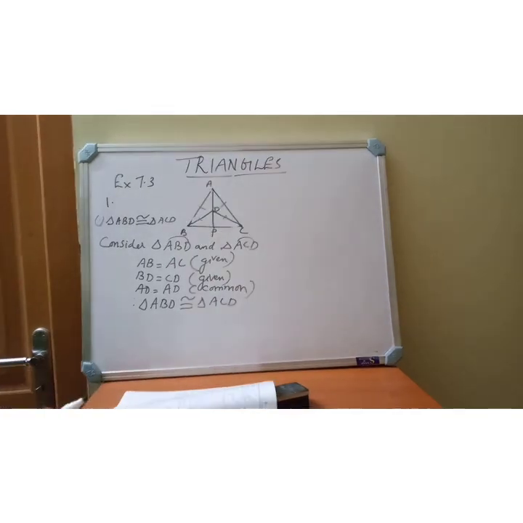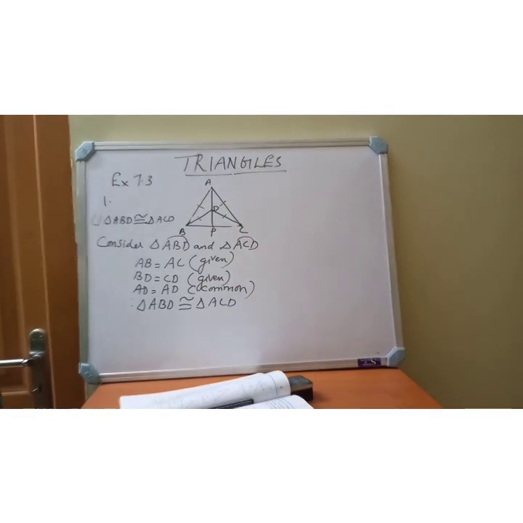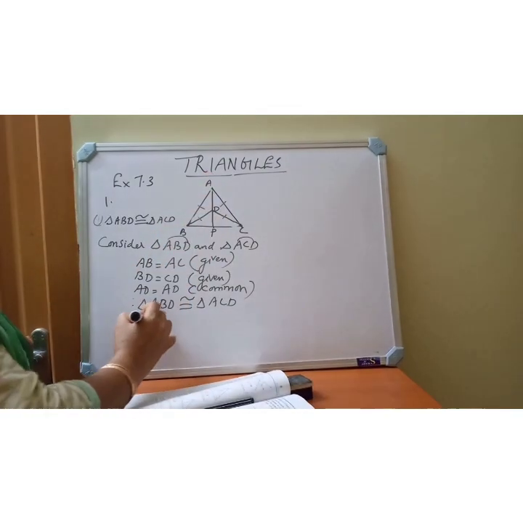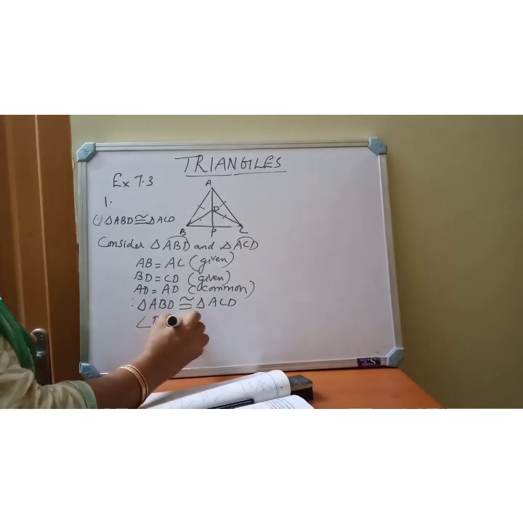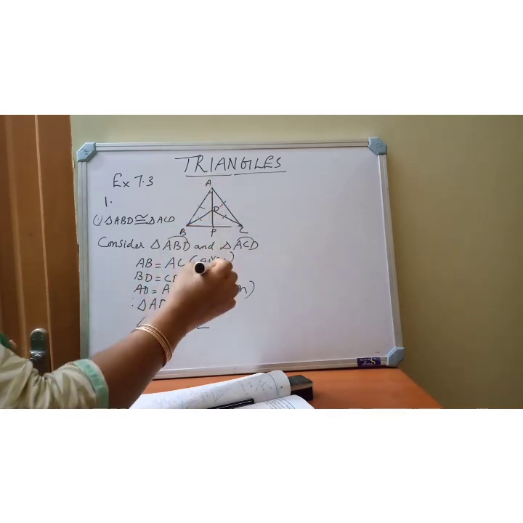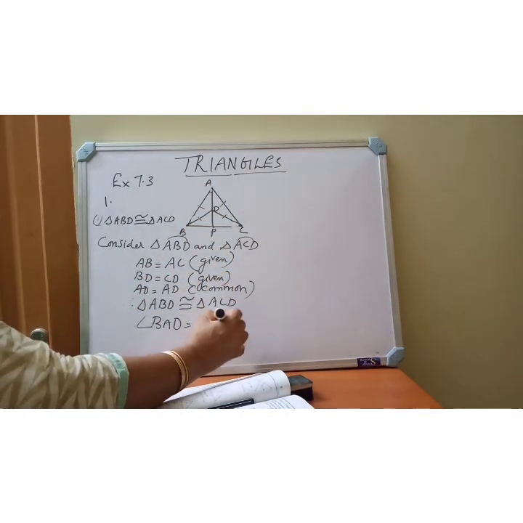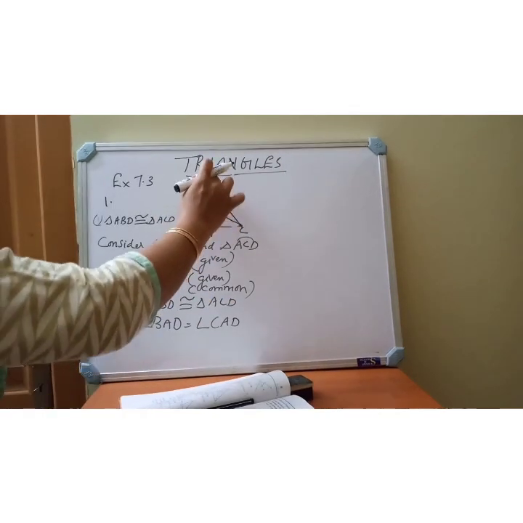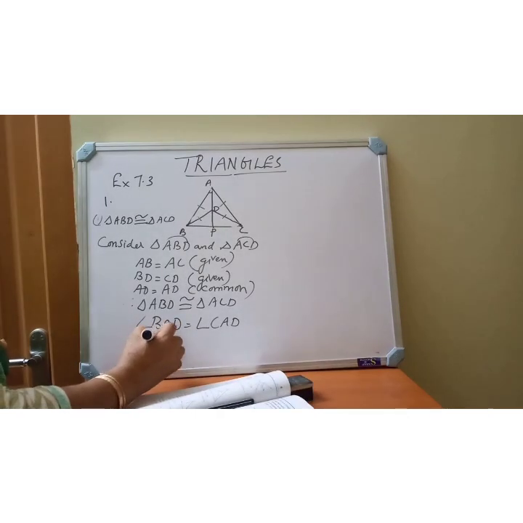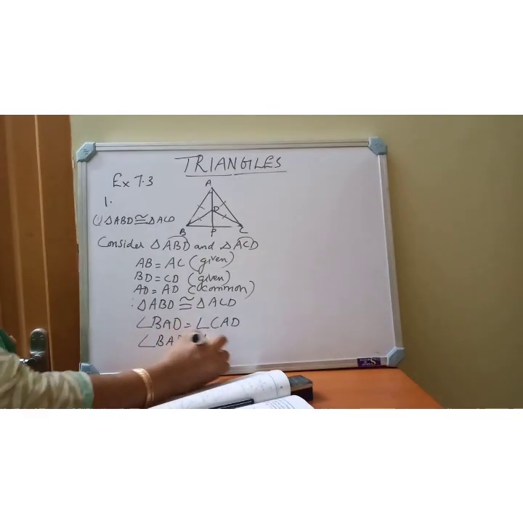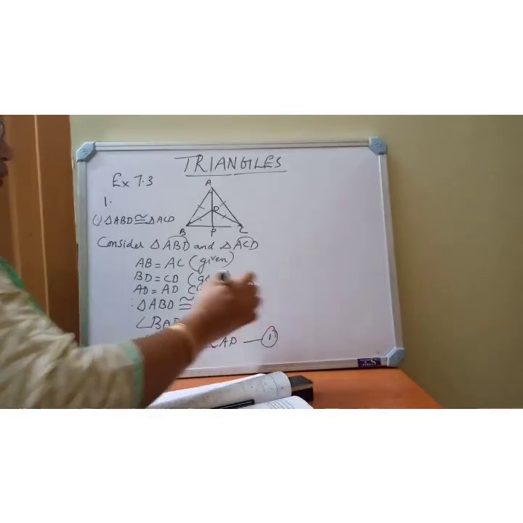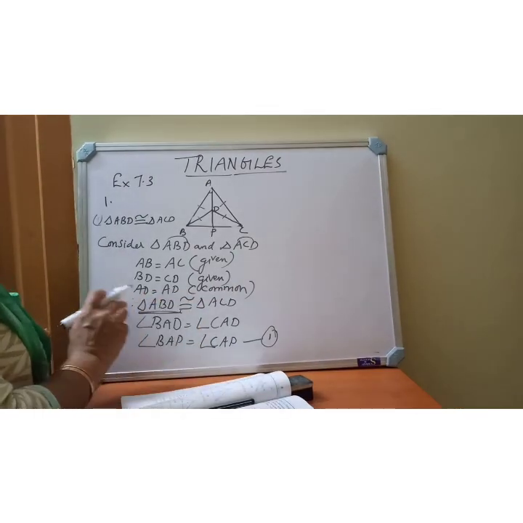Two triangles are congruent means automatically their corresponding parts are equal. So from this we can write angle BAD is equal to angle CAD. D is a point on AP, so angle BAD can be written as angle BAP, which is equal to angle CAP. Put it as equation number 1. So the proof of the first part is over.